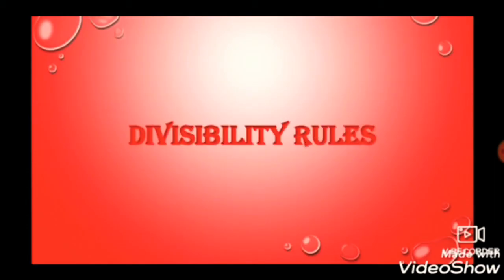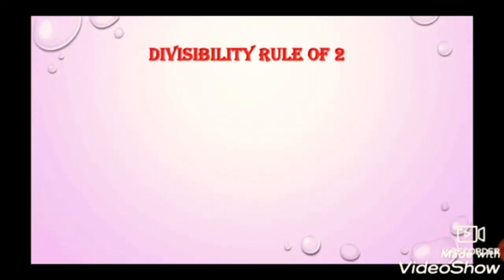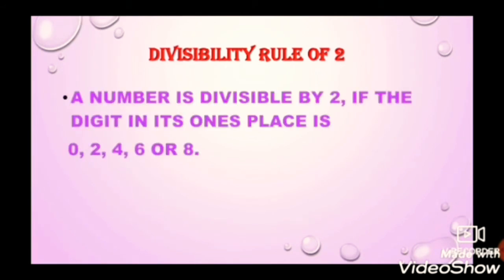Divisibility rules. These rules will help us to determine whether a number is divisible by another number without actually carrying out the division process. Let us see the divisibility rule of 2. A number is divisible by 2 if the digit in its ones place is 0, 2, 4, 6 or 8, which are even numbers. So, all the even numbers are divisible by 2.